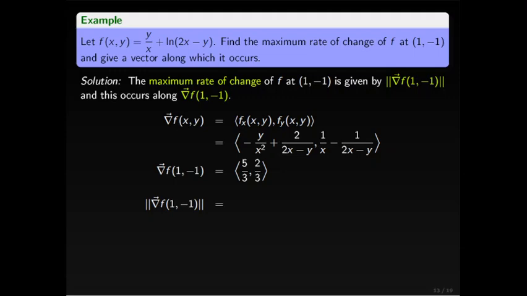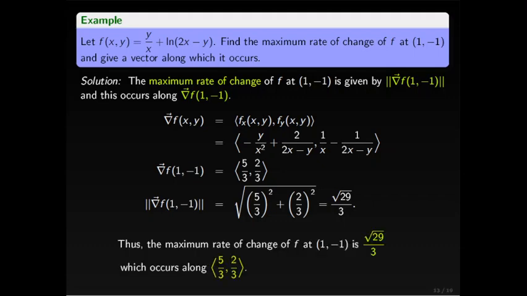Now, let's compute for the magnitude of this constant vector. The magnitude is square root of (5/3) squared plus (2/3) squared, which is equal to square root of 29 over 3. And this number is the maximum rate of change of f at (1, -1). And the direction of the maximum rate of change is equal to the vector grad f at (1, -1), which is (5/3, 2/3).